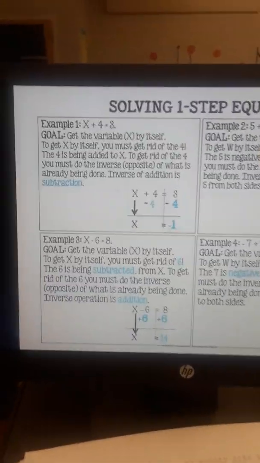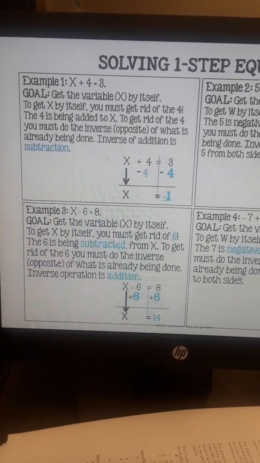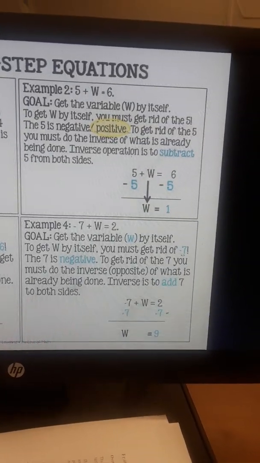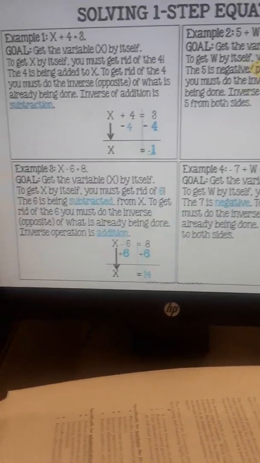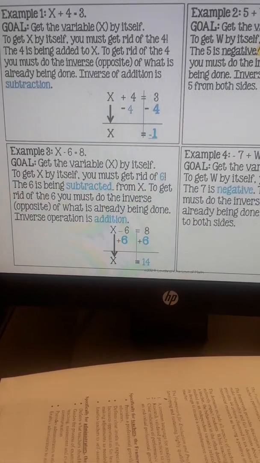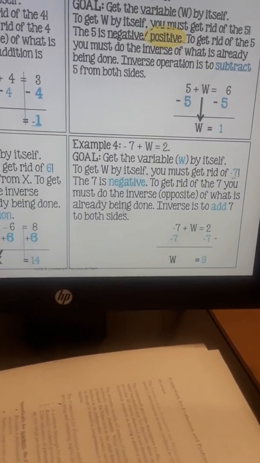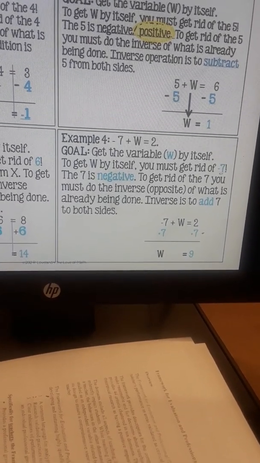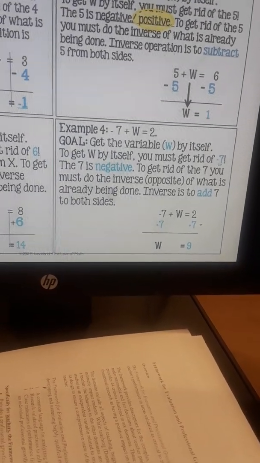All right, so I'll give you a moment to double check to make sure your notes are correct. The blue is what should be in those blanks. So you should have the word positive on this one, and the word subtract 5. Over here, you should have the words subtracted from and the word addition down below. And over here, to get rid of the negative 7, the 7 is negative, then you must add 7 and then show plus 7 there. There you go. That's what it should look like so far.